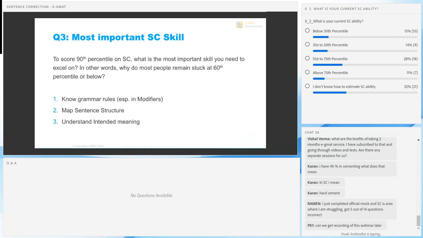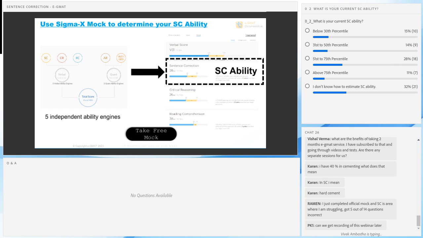All right, so this brings us to our next question here. I haven't looked at the results of this one. I see there are 7 students who are above 75th percentile. This session will help you, because we take difficult questions, so you will see where you're faltering. And this session will help everybody who's below 75th percentile as well. Why? Because we focus on the key skills that are required to ace sentence correction.